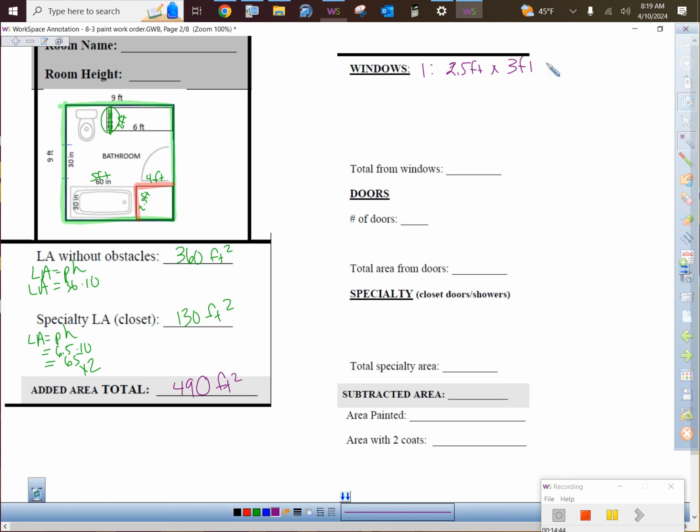Your windows can be different sizes. Like if you wanted this big old window in your living room, cool, do it. You know what I mean? They don't all have to be exactly the same. You can make them whatever you want them to be. So that again is 7.5 square feet, and I just have one of them. But you will find the more consistent you are, the less math you have to do, because it's like, oh, it's the same number I got before.